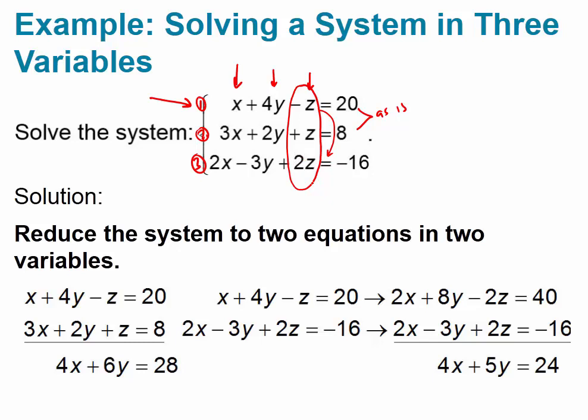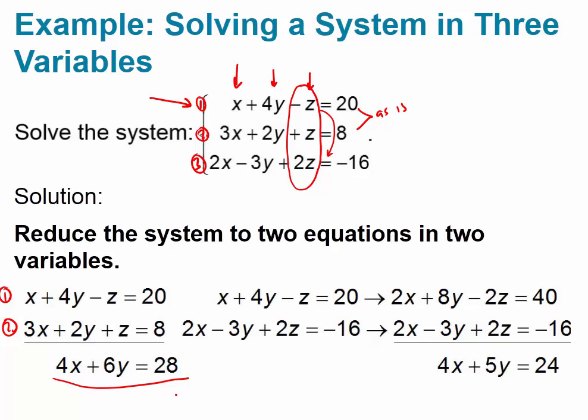So here I am combining 1 and 2, and just combining those as is. So adding these guys up, x plus 3x is 4x, 4y plus 2y is 6y. The z's are gone, that's why I'm doing this. And then 20 plus 8 gives me 28. So now notice I'm down to a system of 2 equations. Sorry, I just have 2 variables in there, x and y.